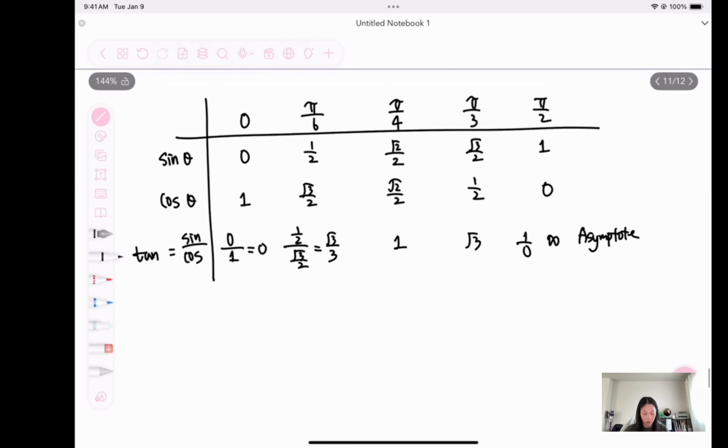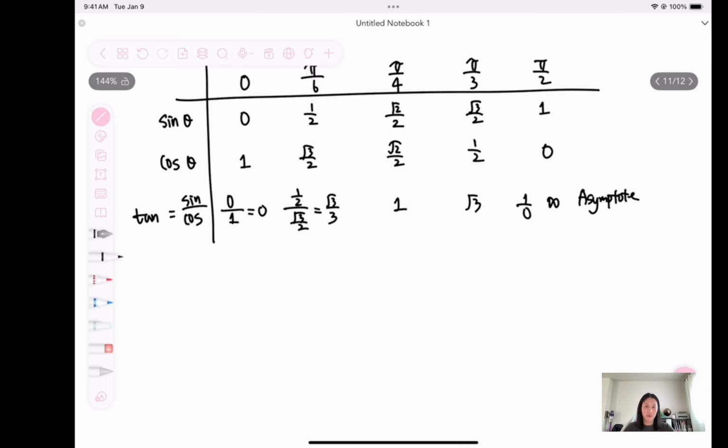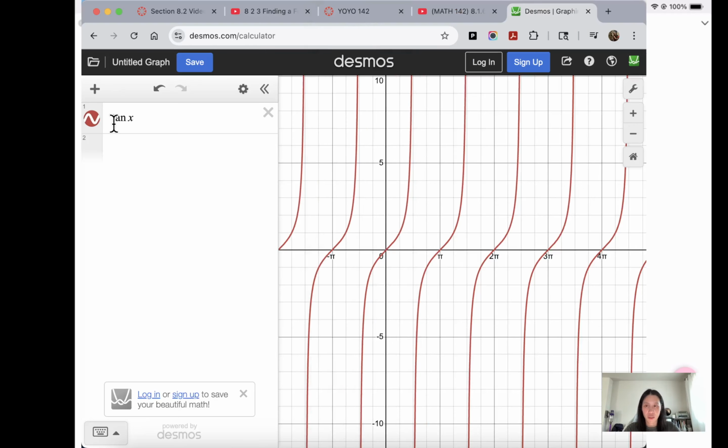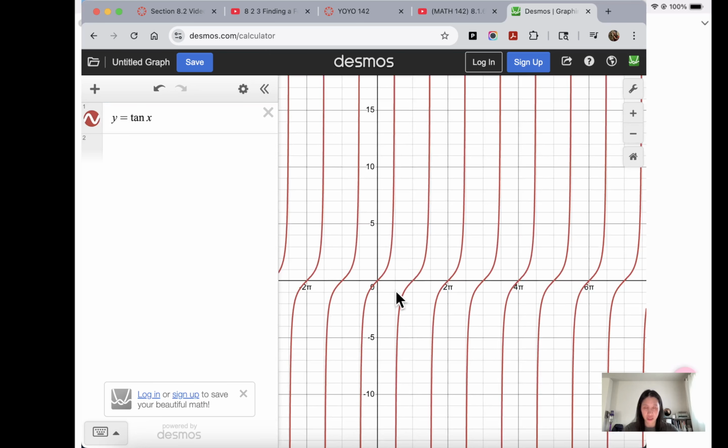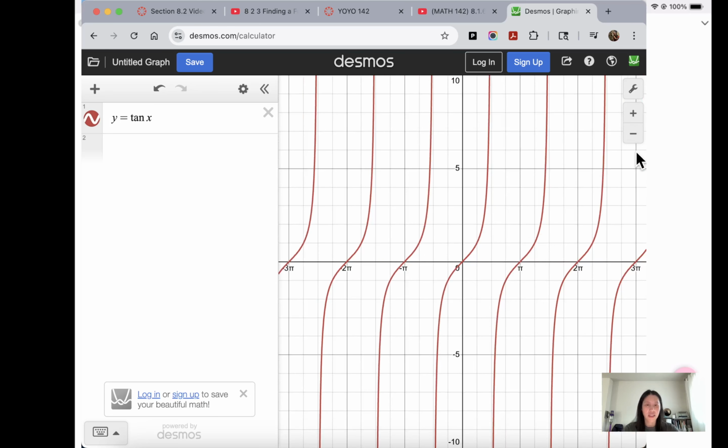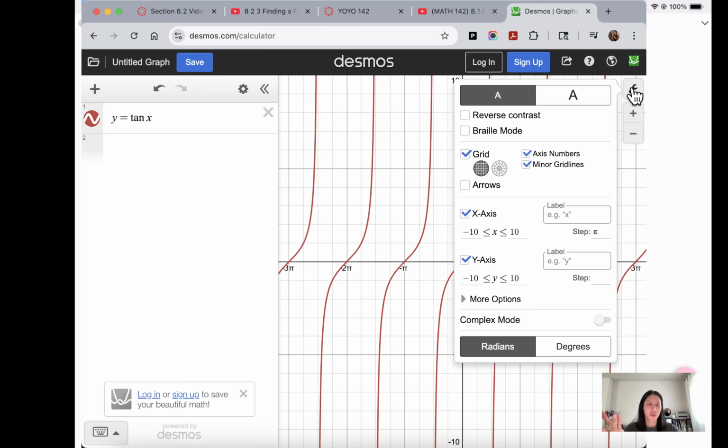Okay, so let's take a look. What does the graph look like in Desmos? So in Desmos, when I type in y equals tangent x, this is what it's going to look like. Let me zoom in. And this is the graph. It's starting with 0, and then it's going to be increasing until it hits what? The asymptote. Then it goes to infinity. Where's the asymptote again? It's actually pi over 2.